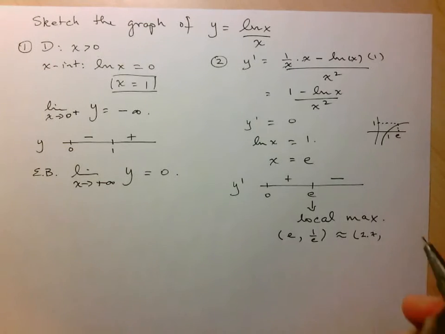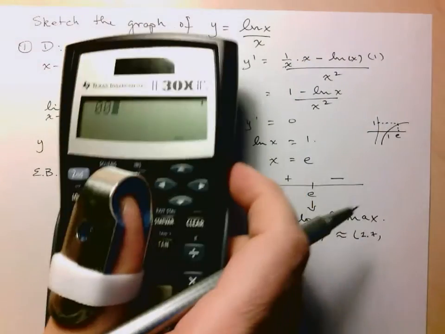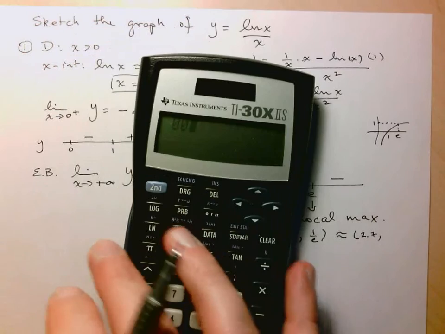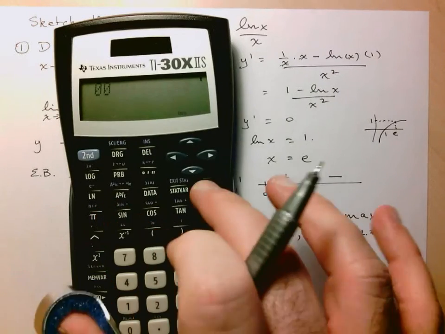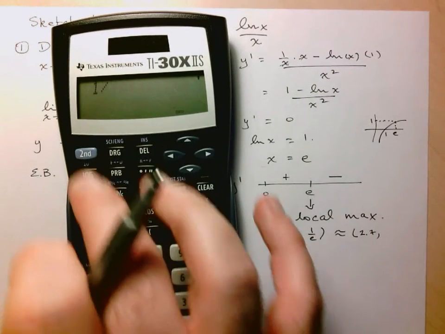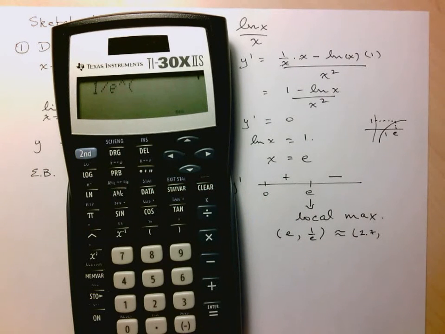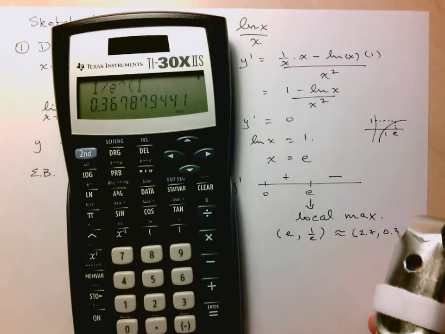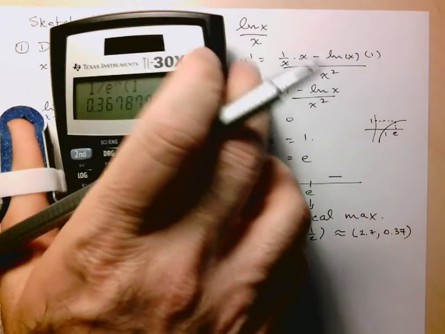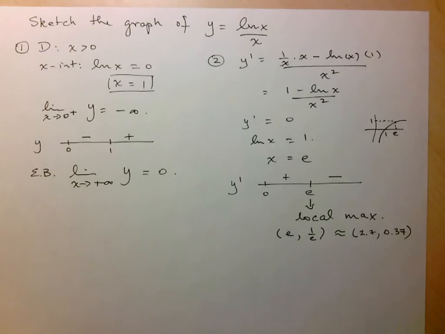Okay, now when I'm actually putting this on a graph, I'm going to want to approximate this here. There's no way I can figure out exactly where e is on my graph. So here, what's 1 over e? If your calculator forces you to use the exponential base, just put exponent 1. Okay, and we've got 0.37. Okay, so there's our local max.